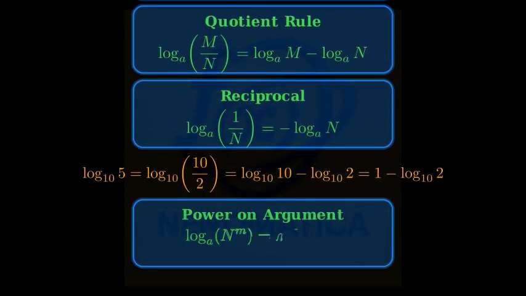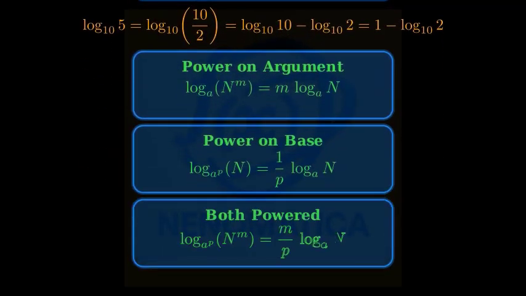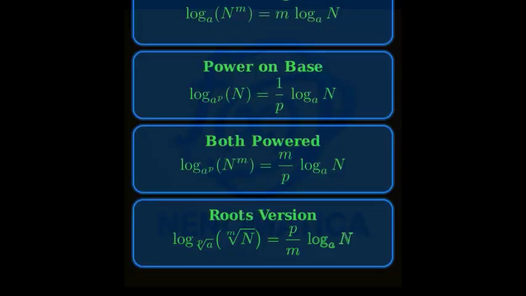Power rules. An exponent on the argument becomes a multiplier. An exponent on the base becomes a divisor. Together, m over p appears. The root versions are just fractional exponents.